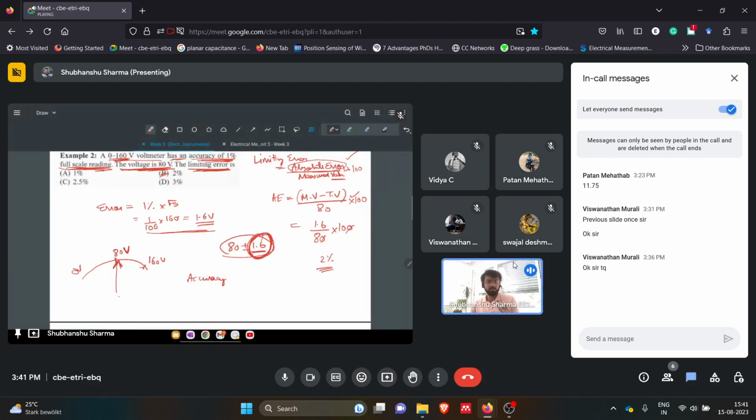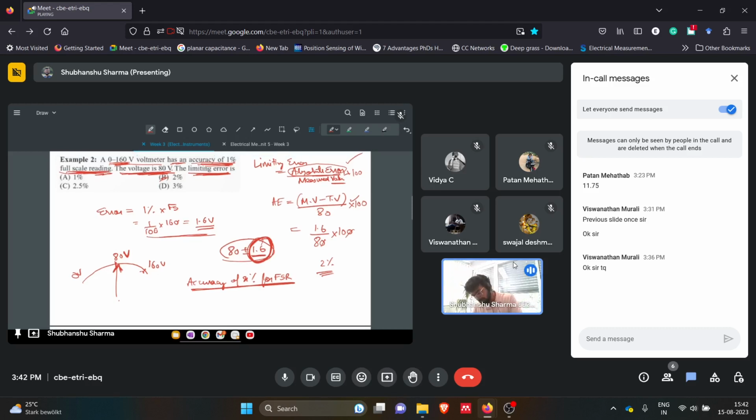Normally, in the meters they state the accuracy as X percentage of full scale reading. That means the absolute error is constant. In this case we were seeing that it is 1% of the full scale reading, that is 1.6 volts. So the absolute error was constant.